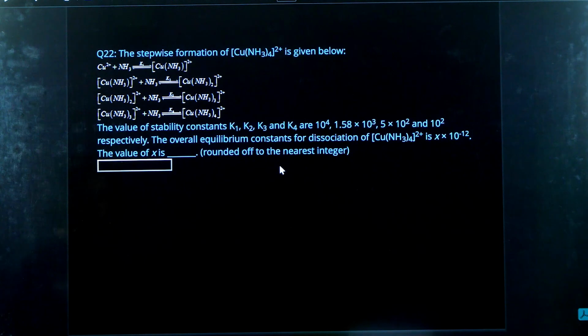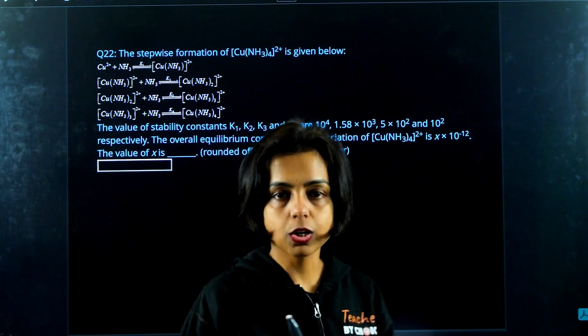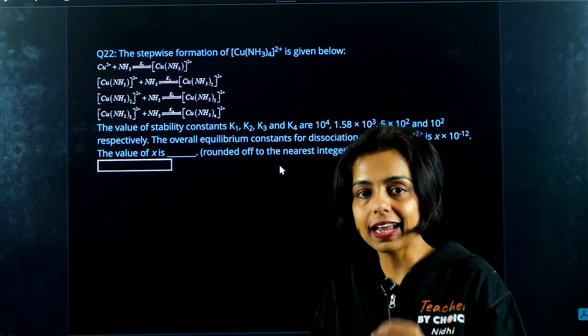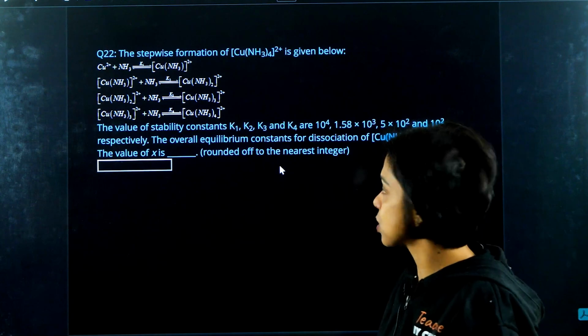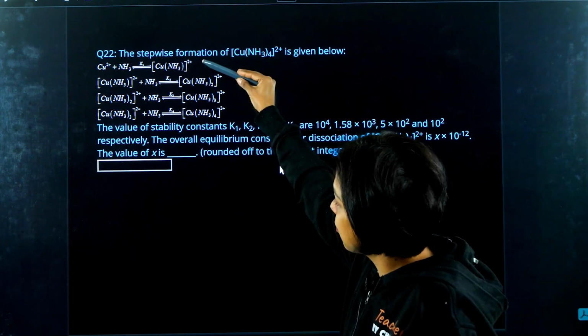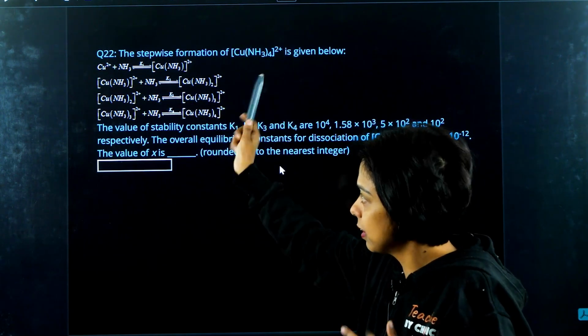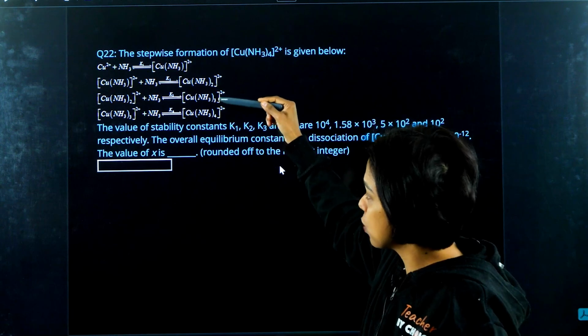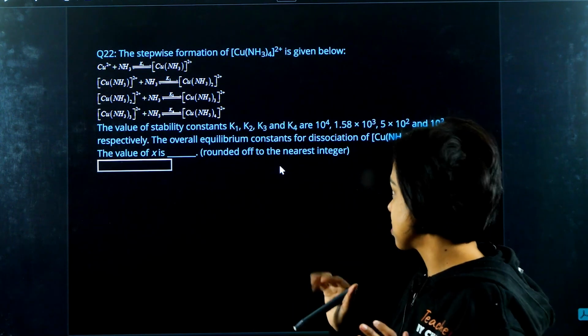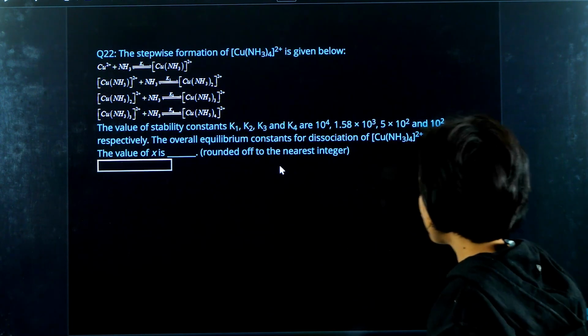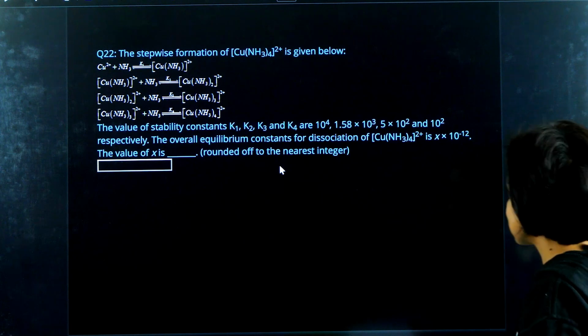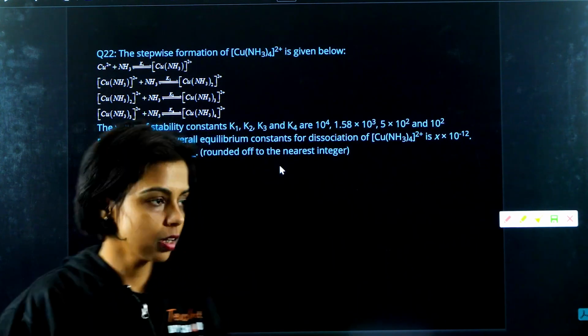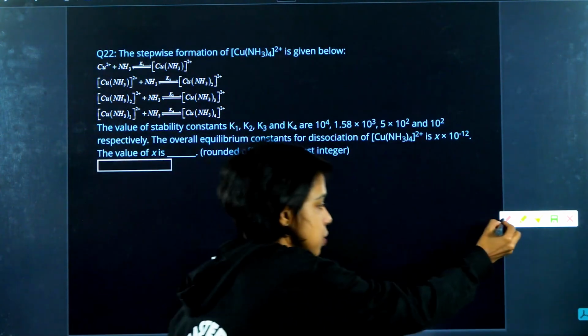Okay, now the next numeric value question. The stepwise formation of this complex is given to you. We have 4 ammine ligands and copper, Cu2+, is the central metal atom here. So first step, 1 ammine as a ligand, second ammine, third ammine, fourth ammine. So K1, K2, K3, K4 are the stability constants. Values are given. The overall equilibrium constant for the dissociation of this. Okay, now let's write the dissociation reaction first.